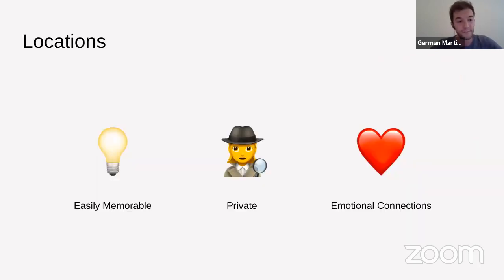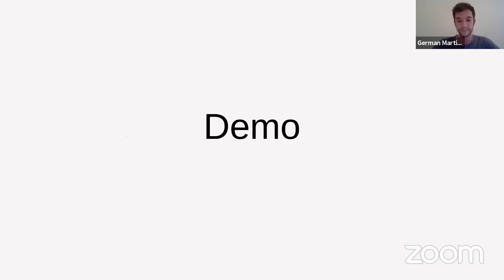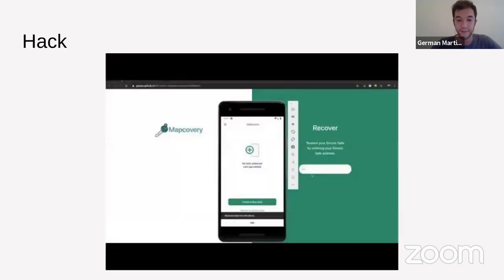So here the most important thing about the locations you need to choose is that they need to be easily memorable, because if you forget them, we are gonna be in trouble. Then they also must be private, so you are the only one who knows them. And one important thing too is you need to have emotional connections with them. Like if you traveled in the past or in your childhood to a special place that you really know, or whatever. So let's do a quick demo.